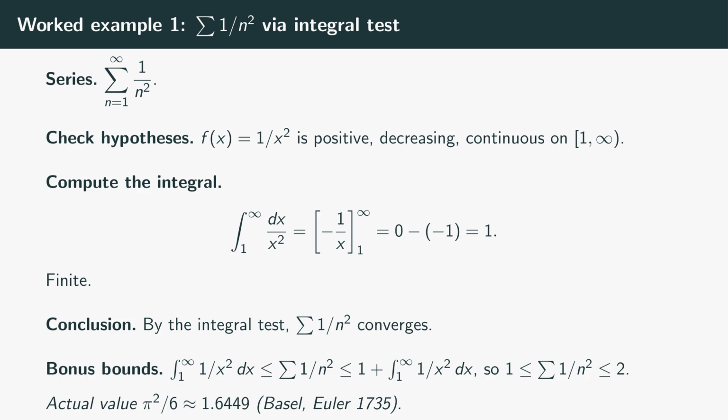Bonus: we also get bounds on the value by the sandwich. The integral test gives the integral from 1 to infinity of 1 over x squared dx is less than or equal to the sum of 1 over n squared, which is less than or equal to 1 plus the integral from 1 to infinity of 1 over x squared dx, so the sum is between 1 and 2. The actual value, by Euler's Basel computation, is pi squared over 6, about 1.6449, indeed between 1 and 2. The integral test couldn't find pi squared over 6, but it confirmed convergence and gave a reasonable window. This is the canonical first example of the integral test.